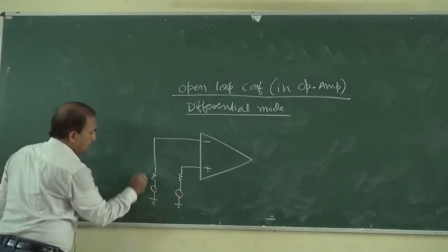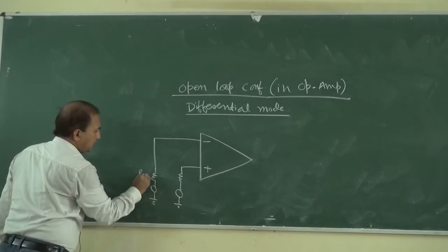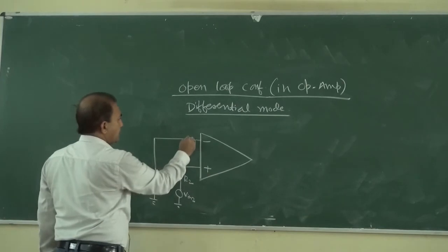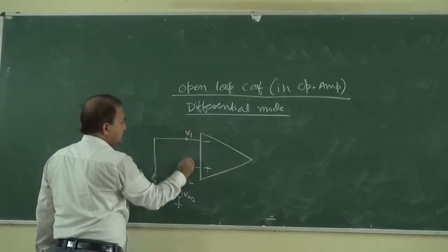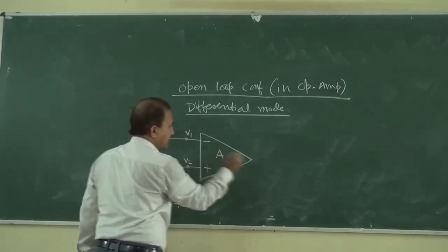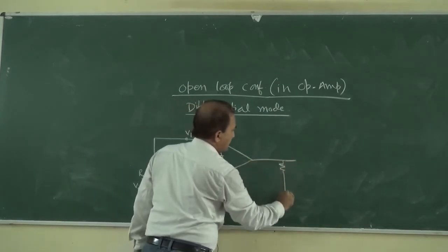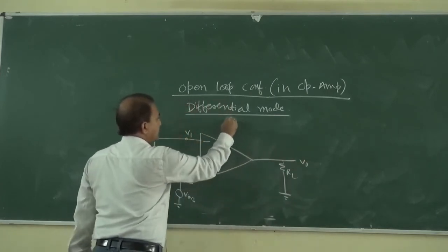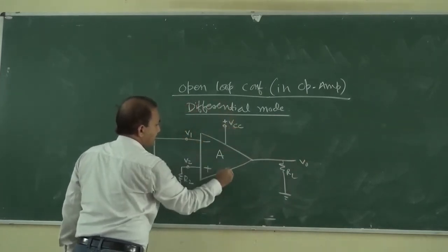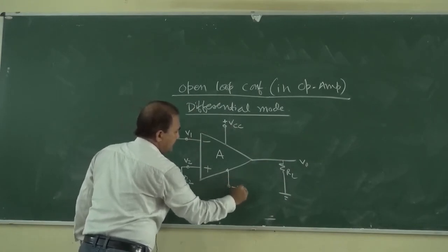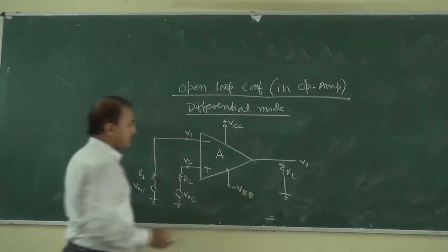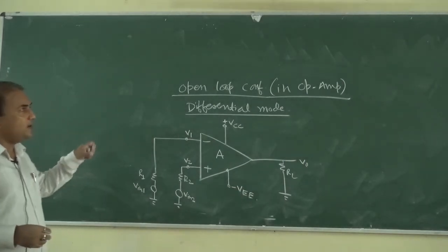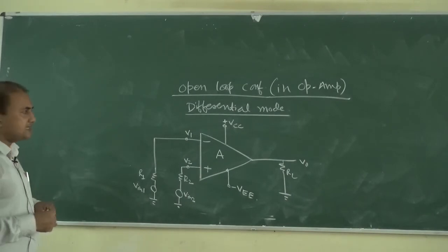See, this is Vin1, R1, this is R2, Vin2. Suppose this is V1, this is V2, A, and this is RL, V out, and this is plus VCC, and this is minus VEE. So this is the circuit diagram for a differential mode open loop operational amplifier configuration.